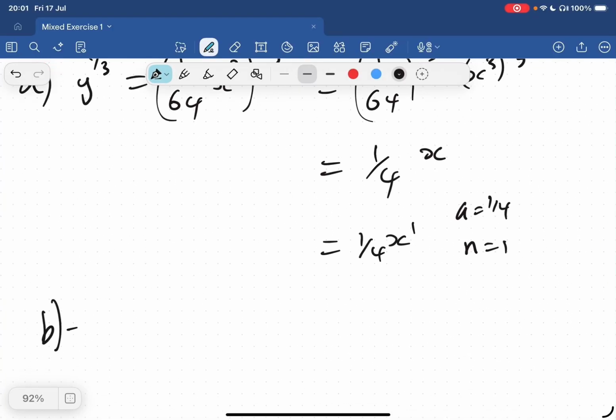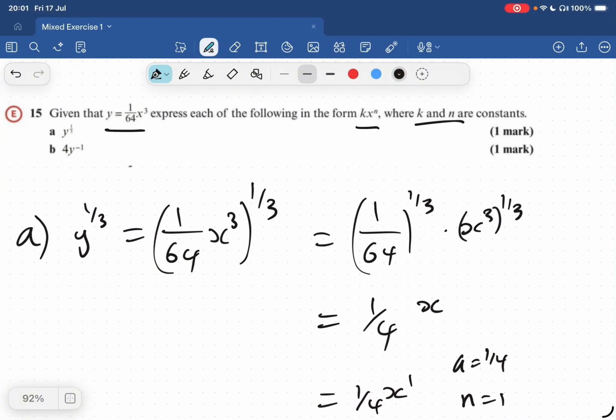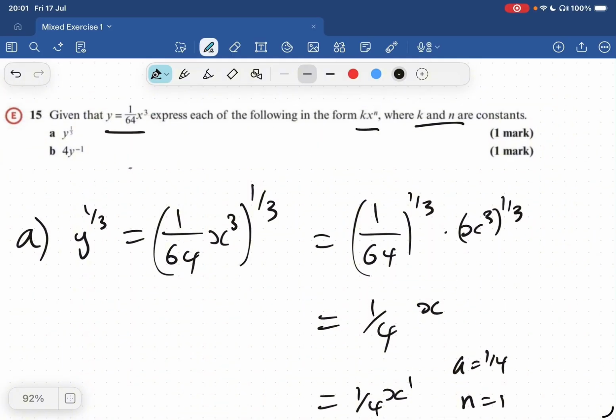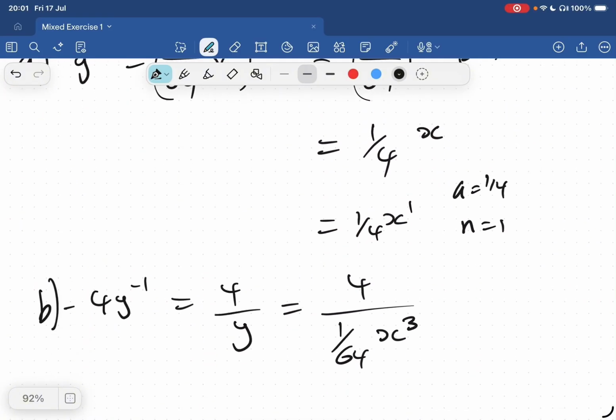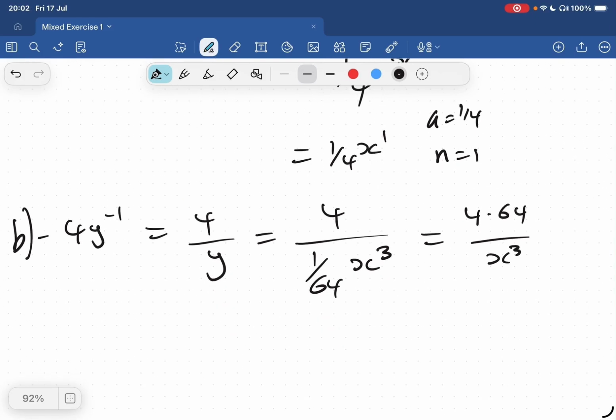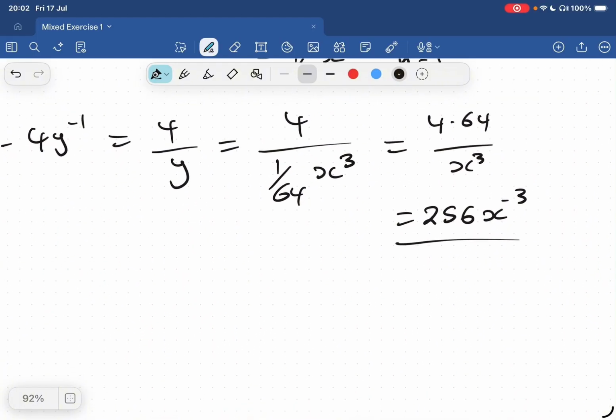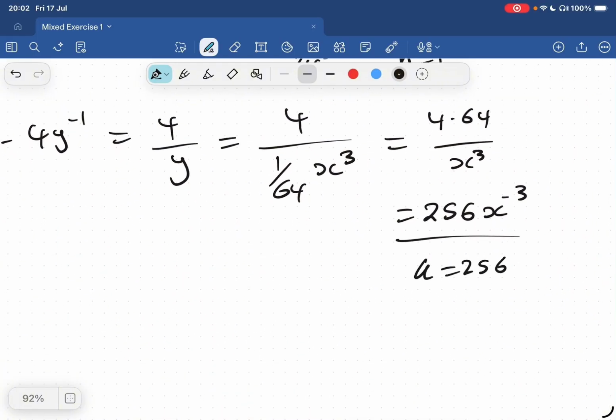Part B, we have 4y to negative 1. I always like to write y to negative 1 as a fraction and then sub in what our y is. So we have 4 over 1 over 64 x cubed, which is going to be 4 times 64 x cubed. 4 times 64 is 256 x to negative 3. So here k is 256, n is negative 3.